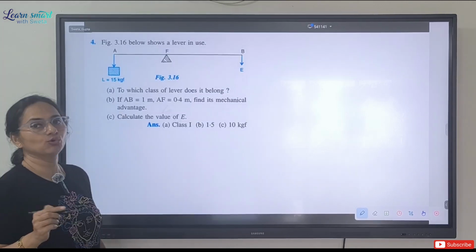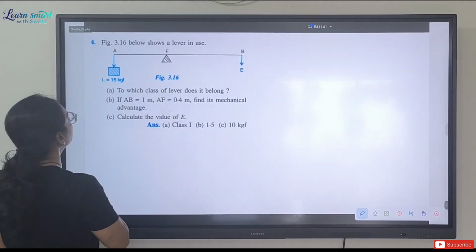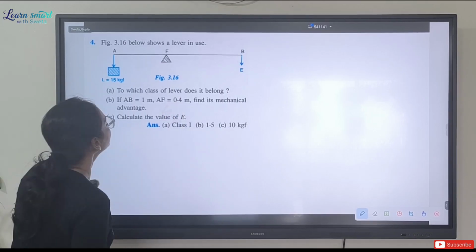And we are done. Now question number 4 says, figure this shows a lever in use. To which class of lever does it belong?